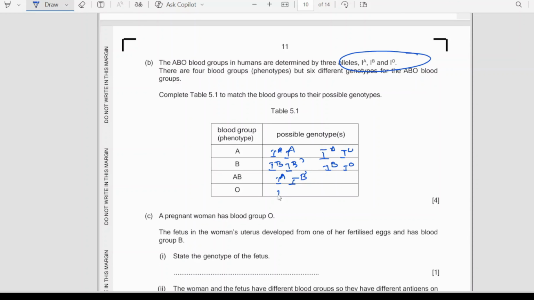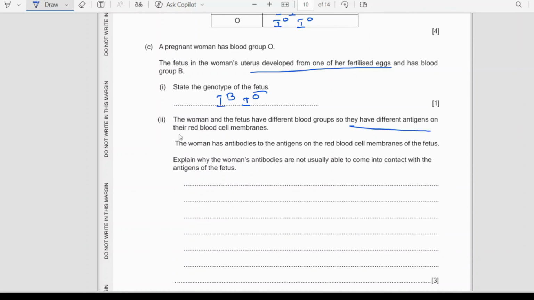Okay, the woman and the fetus have different blood groups, so they have different antigens on their red blood cell membrane. Okay, and it can also be a cause of clotting or something. The woman has antibodies to the antigens on the red blood cells. Explain why the woman's antibodies are not usually able to come in contact with the antigens of the fetus.